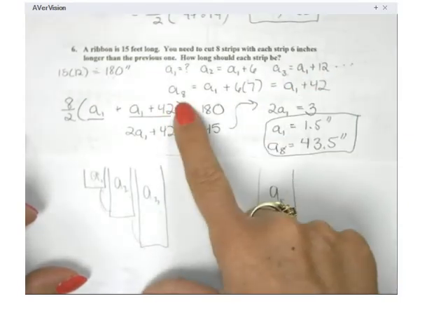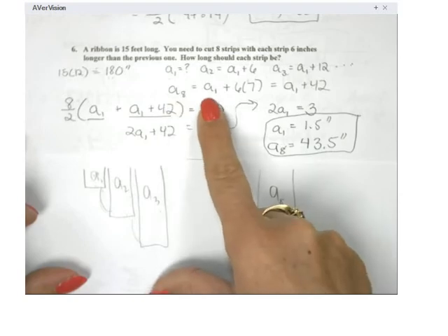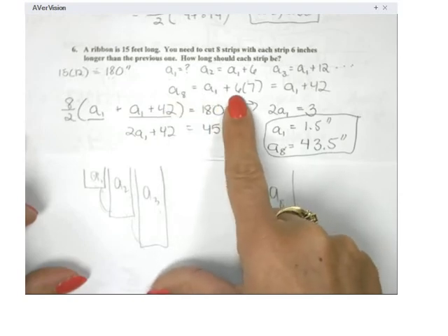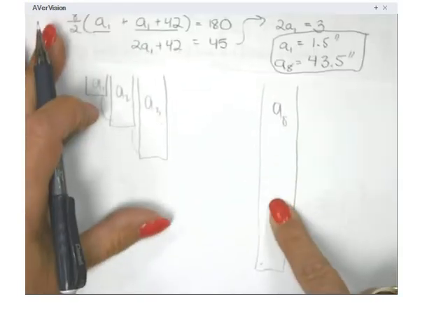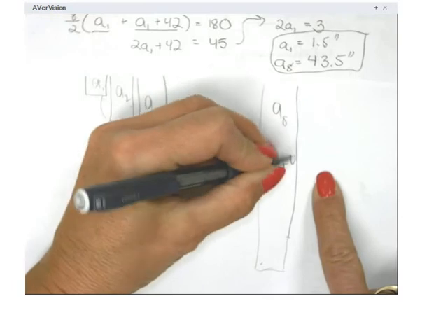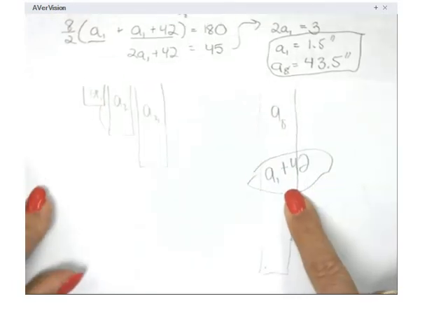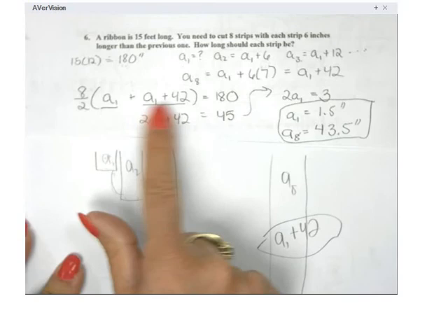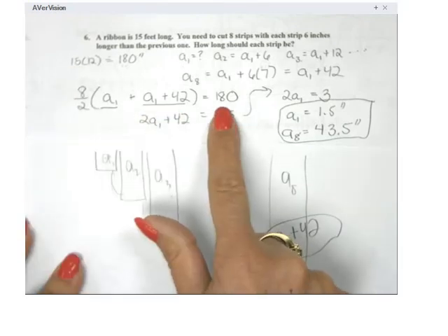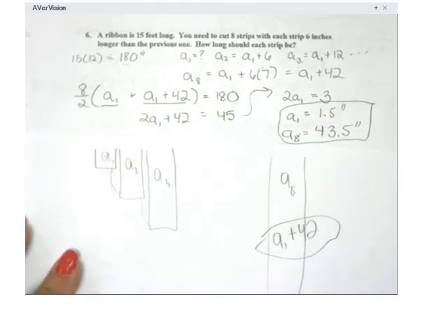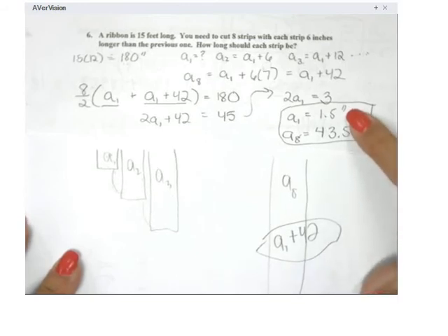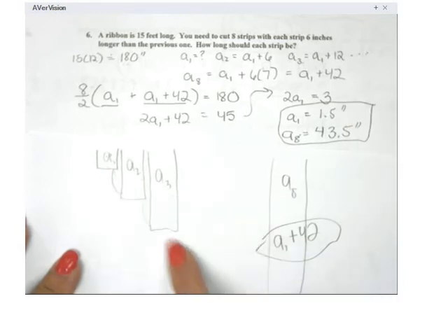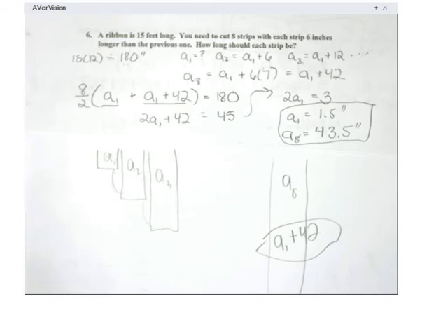Now I'm generalizing. The 8th one will be the first one plus the common difference times n minus 1. So in reality, this last ribbon is going to be 42 inches longer than my first one. So first plus last times n over 2 has to add up to this. I did my algebra, and I find out the first one's only going to be 1.5 inches long. The last one would be 43.5, and they will be perfectly cut to each be 6 inches longer than the next one.